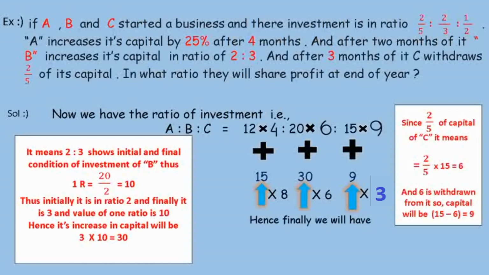and finally we will have 12 into 4 plus 15 into 8 ratio to 20 into 6 plus 30 into 6 ratio to 15 into 9 plus 9 into 3, and on solving this we will have 28 ratio 50 ratio 27, and this will be our answer.